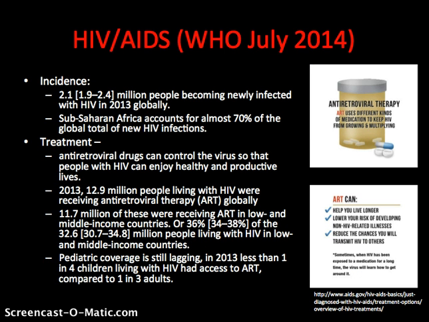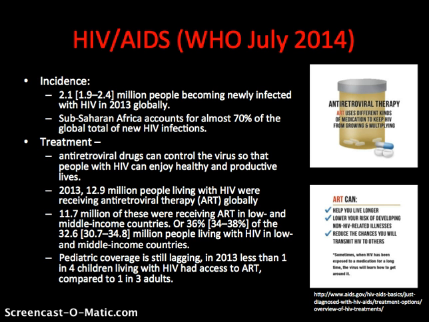The incidence rate of HIV/AIDS is the number of people that are newly infected each year. There are in a range between 1.9 and 2.4 million, or what the World Health Organization calls 2.1 million people globally that are newly infected with HIV during that year. Sub-Saharan Africa accounts for almost 70% of the new incidence of HIV infections globally.